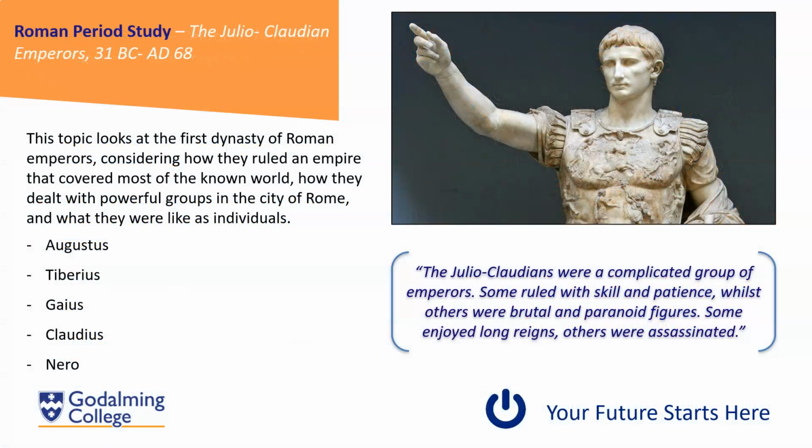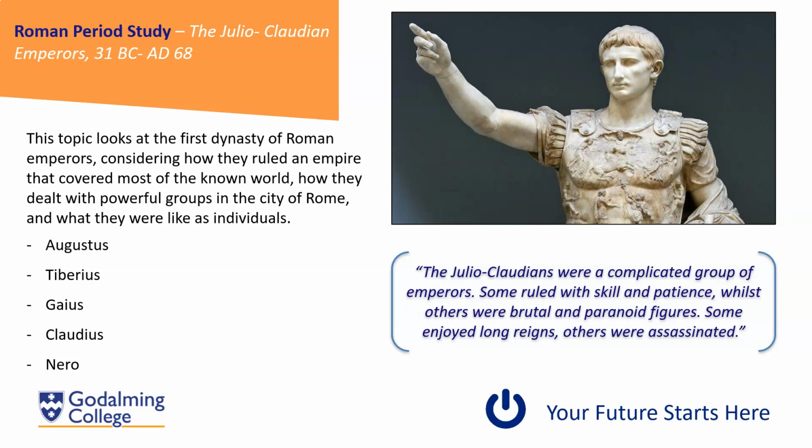Alongside this, in your first year, you'd also look at the Roman period study called the Julio-Claudian emperors from 31 BC to AD 68. Now, the Julio-Claudians are the first dynasty of Roman emperors. Before them, Rome is technically a republic ruled by a limited selection of the people. The Julio-Claudians are the first family to take control and to become emperors.